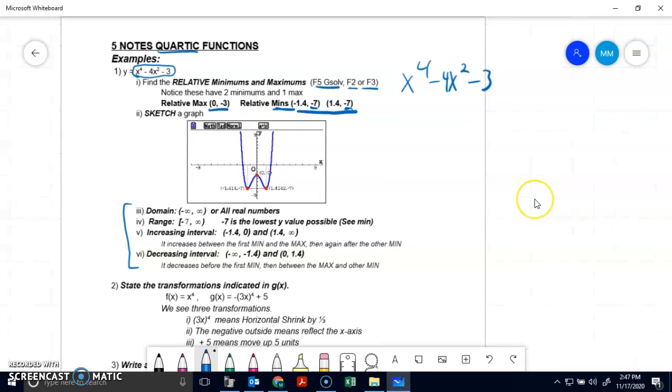And then we're going to find the domain. As always, domain is the same. That doesn't change for any polynomial. The range, however, notice the lowest number you can reach is -7. So it's -7 to infinity.